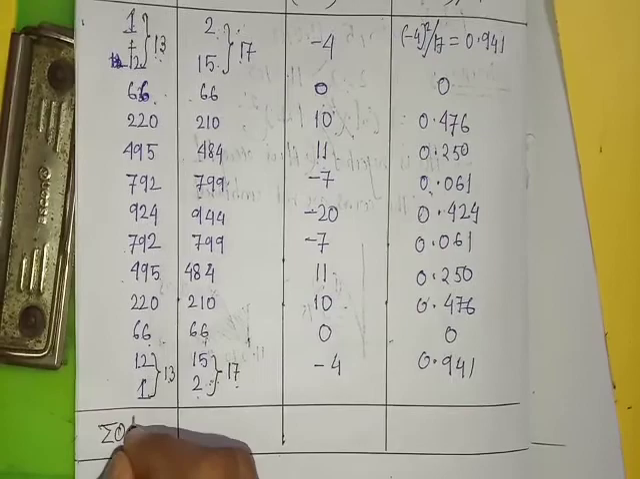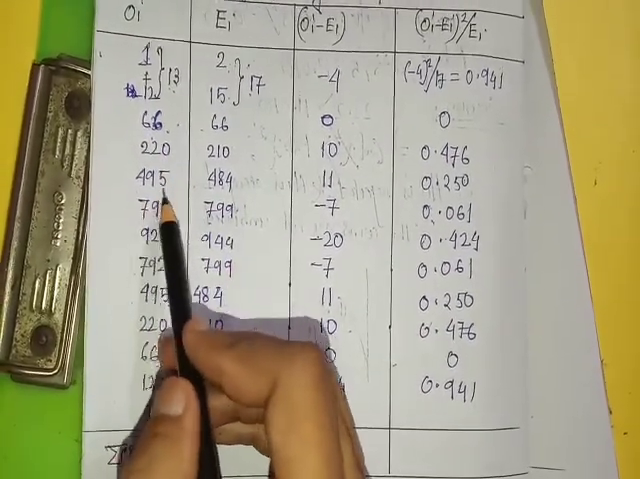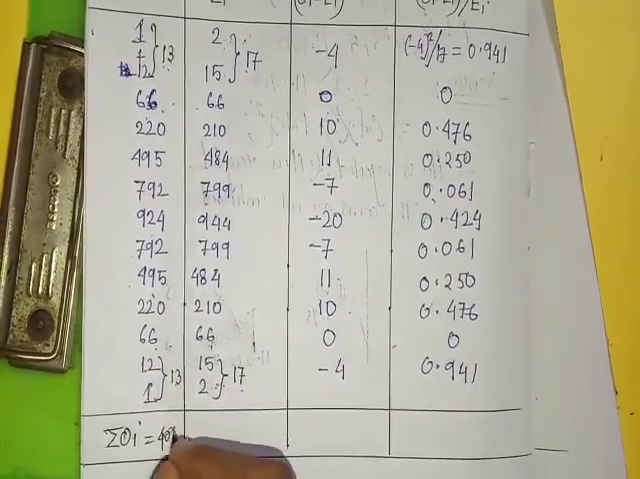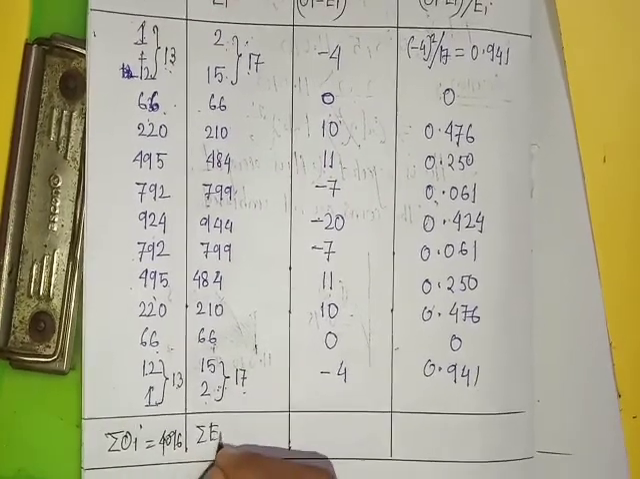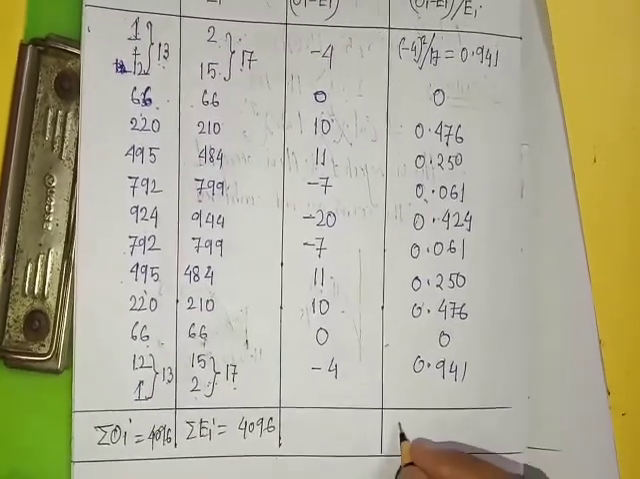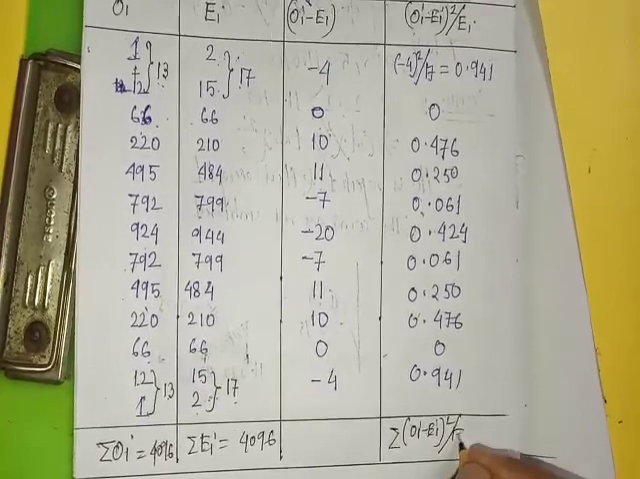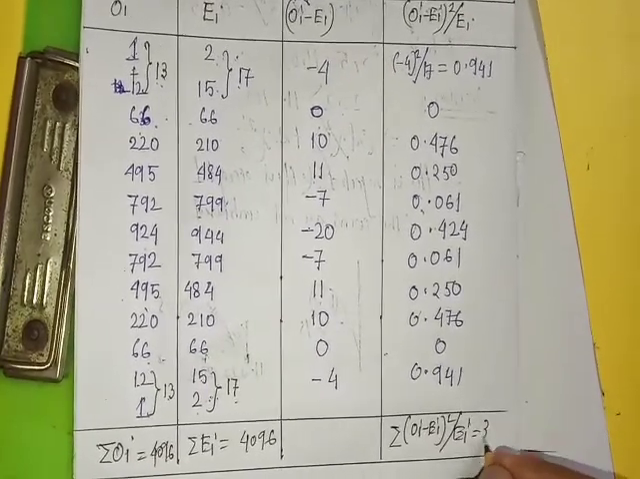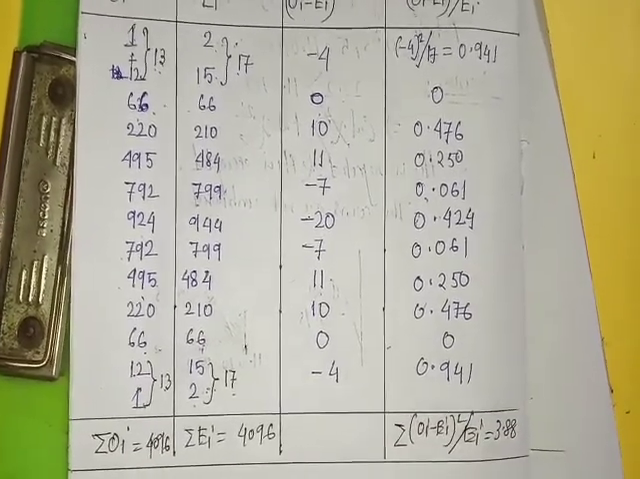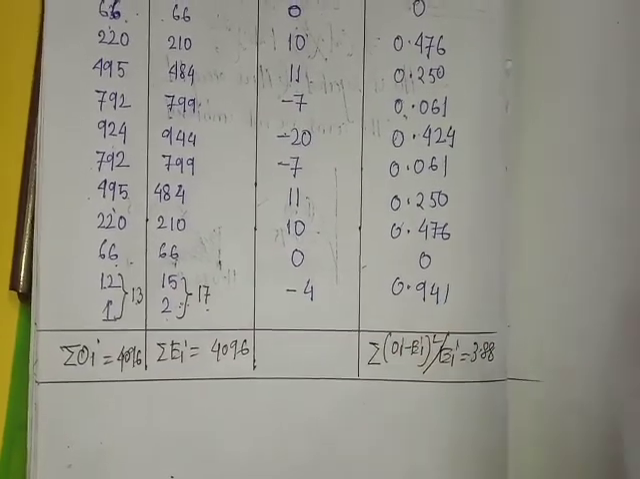Okay, next, summation y. Summation y means 13 plus 66 plus 220 plus 495, this plus this plus this, we get 4096. Similarly, summation ei is equal to 4096, and summation of y minus ei whole square by ei, we get 3.88. Clear? So this is the calculated value of chi-square. This is the formula of chi-square.